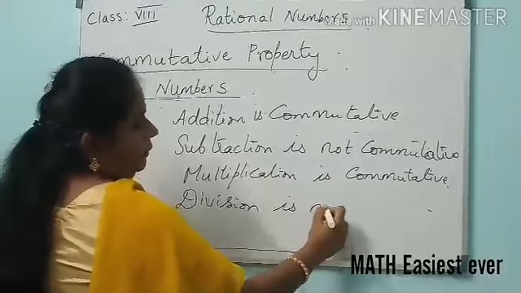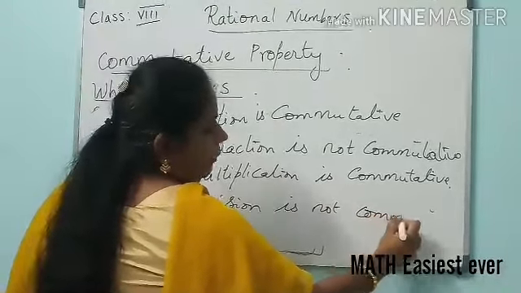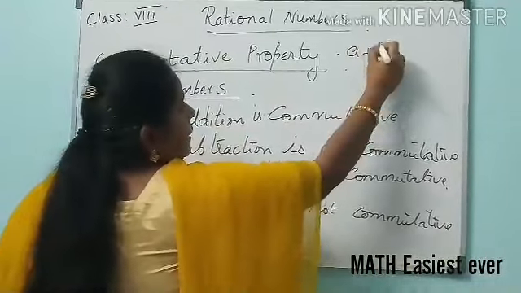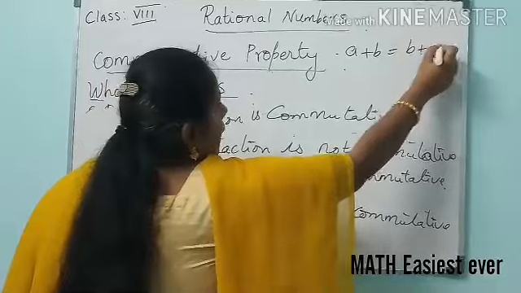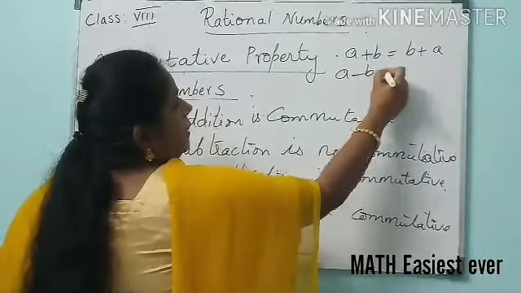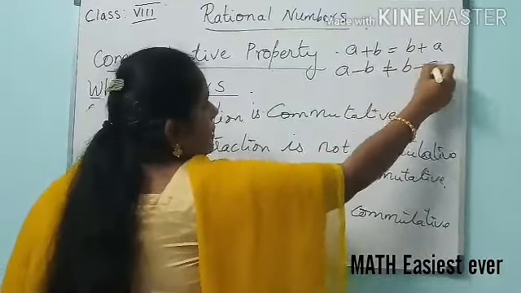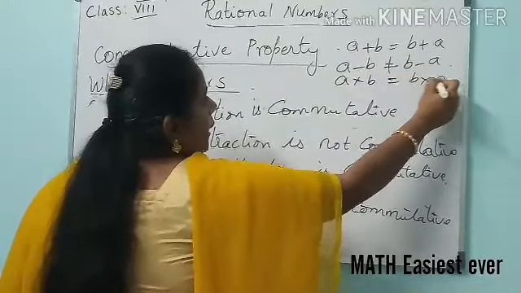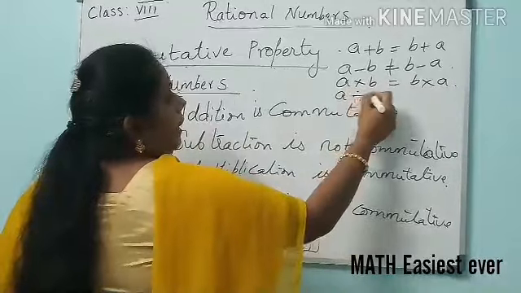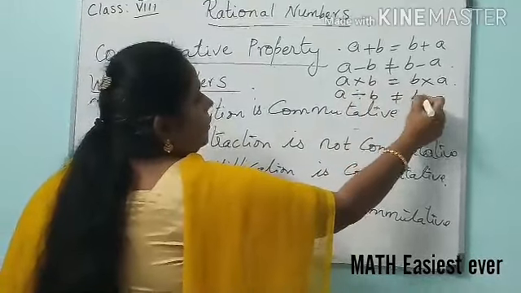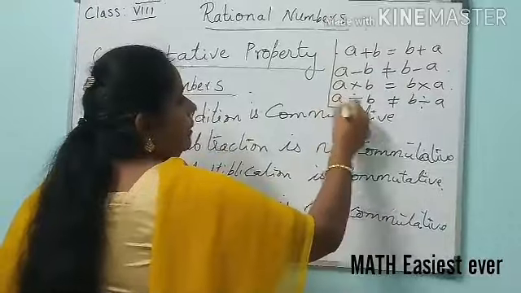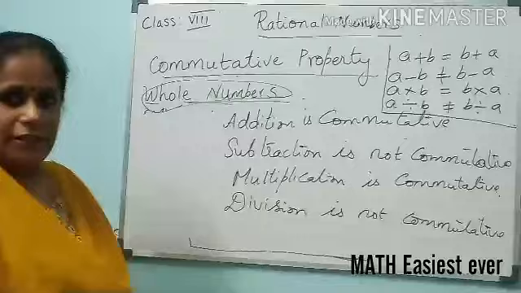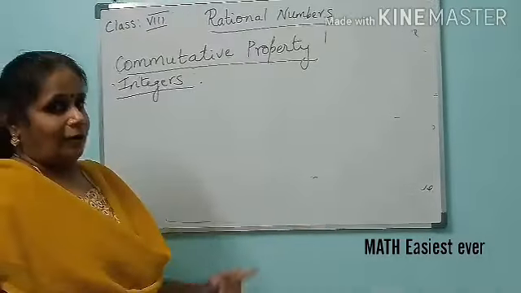Make it clear. So what does commutative say? A plus b is equal to b plus a, a minus b is not equal to b minus a, a into b is equal to b into a, and a divided by b is not equal to b divided by a. So these are all for whole numbers.